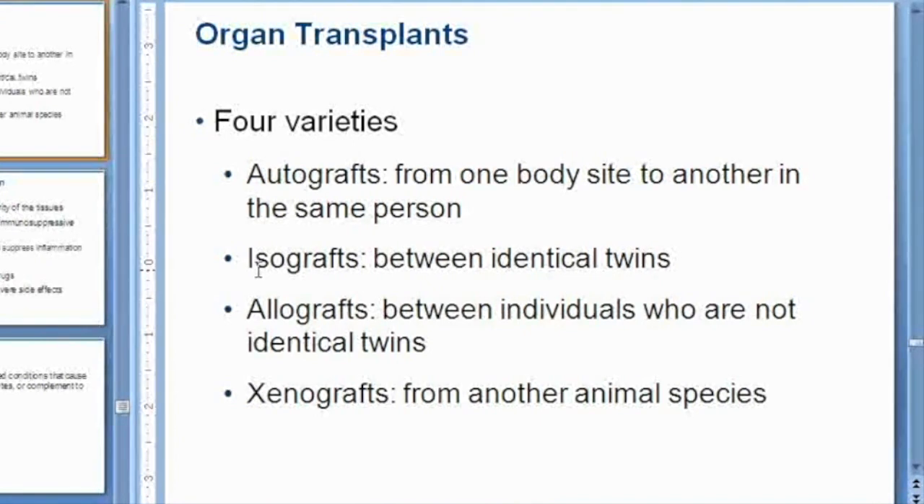Pigs are some of the most common things for us to get grafts from. Heart valves. We can actually fit pig valves right into human hearts. And they work phenomenal. So they do it.